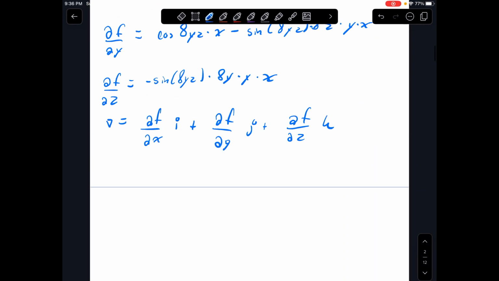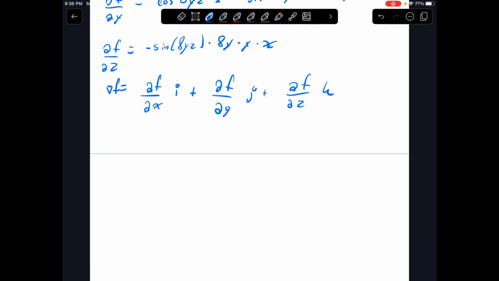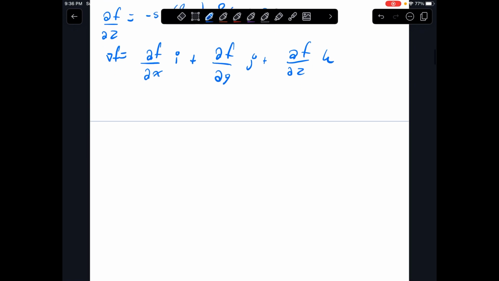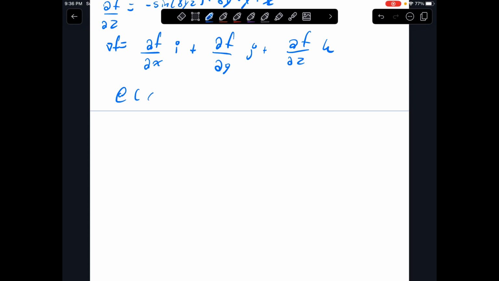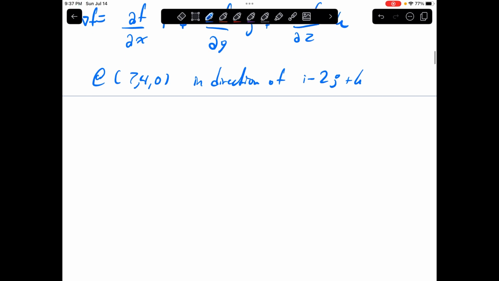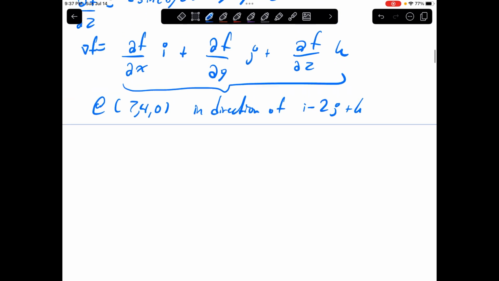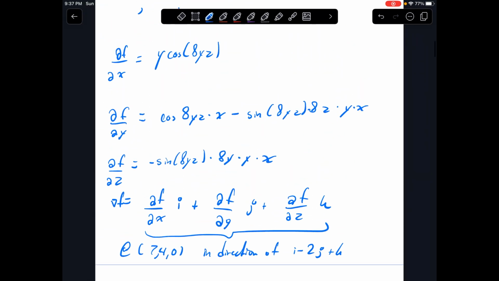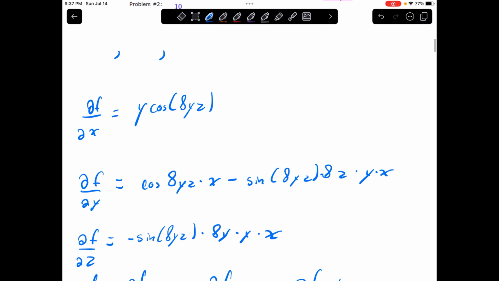But because we're being told to evaluate it, let me read the question, at the point 7, 4, 0 in the direction of, sorry, it's too crowded, of i minus 2j plus k, right? Then we have to alter this formula to reflect that. So we could just evaluate with respect to 7, 4, 0. So the first one, because we have cos, and 0 is z, then we're going to have cos of 0, which is 1. So it's just y, which is just 4.